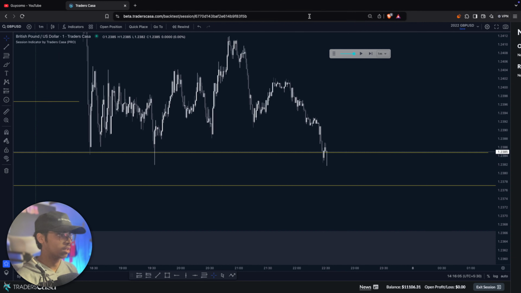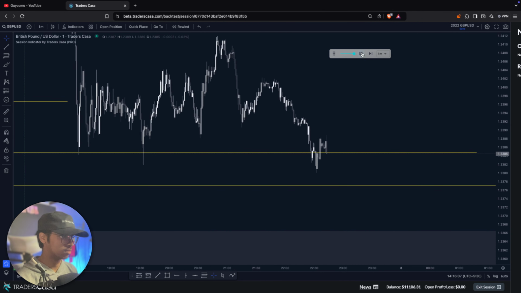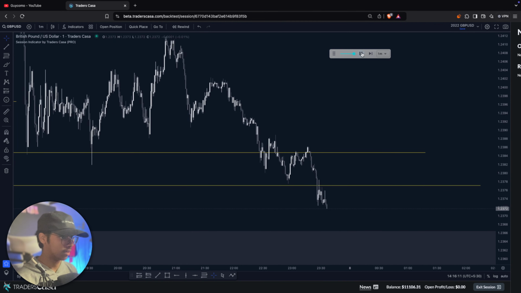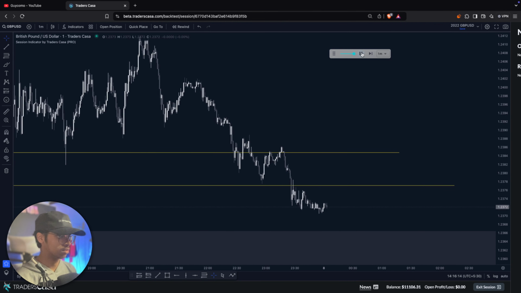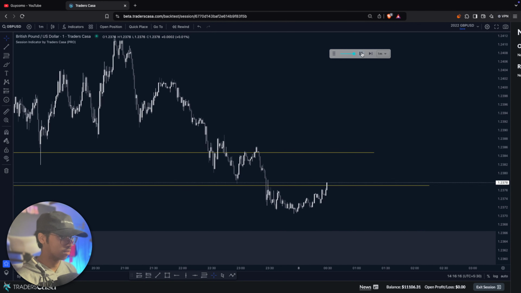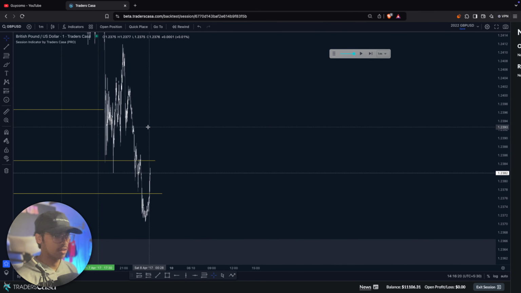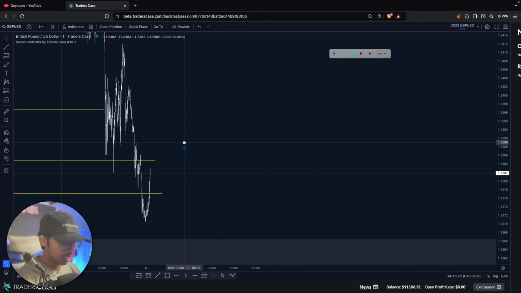It went back higher and then went back lower again. I want the lower liquidity to be taken as well. Fine. All liquidities got taken. Let's go and put the price on Monday.